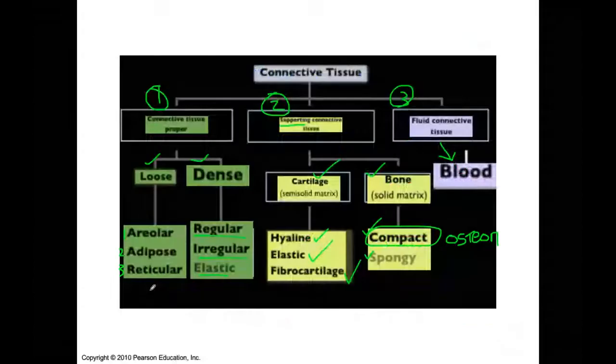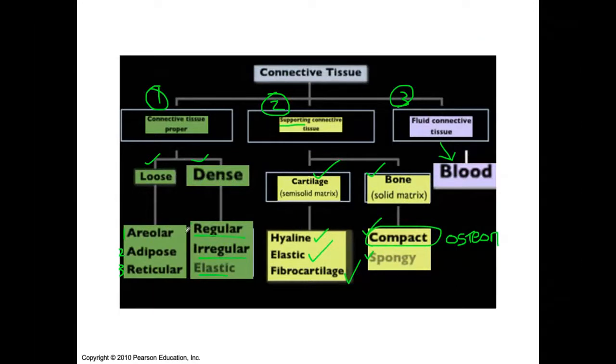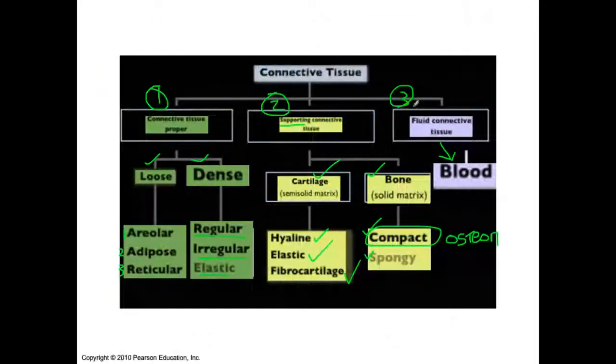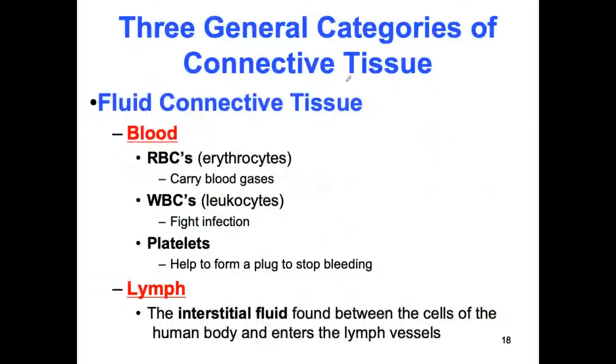All right, so now we've covered the loose and the dense. Now we're going to look at this one here, which is fluid connective tissue. So we're going to look at number 3 off to the right, fluid connective tissue, which covers blood. Now blood, we have RBCs, which are red blood cells. We call them erythrocytes. And you heard me say earlier that they carry hemoglobin, and the job of hemoglobin is to carry gases like oxygen, CO2, and nitric oxide.